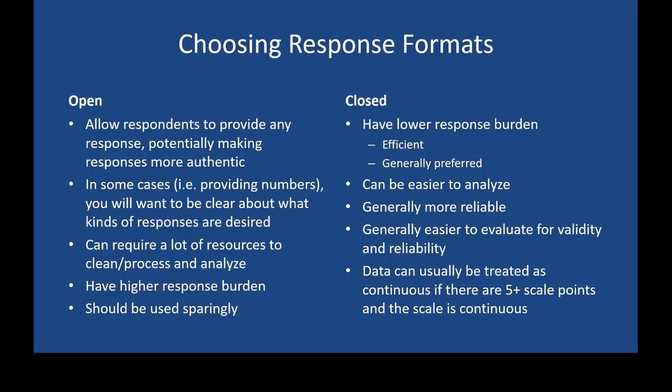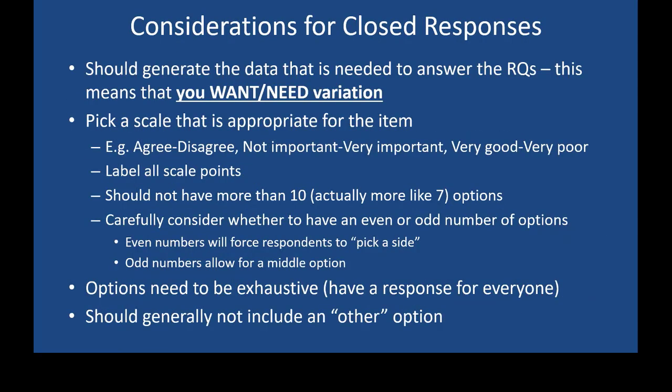but if you're using closed responses and your scale is continuous, like agree, disagree, or would or would not recommend, those kinds of scales. If you use a scale that's got 5 points, you can treat it as continuous and put it into a regression, or you can calculate averages and stuff like that. If you have 4 or fewer scale points, then you have to work really hard to make an argument that you can take an average of that measure.